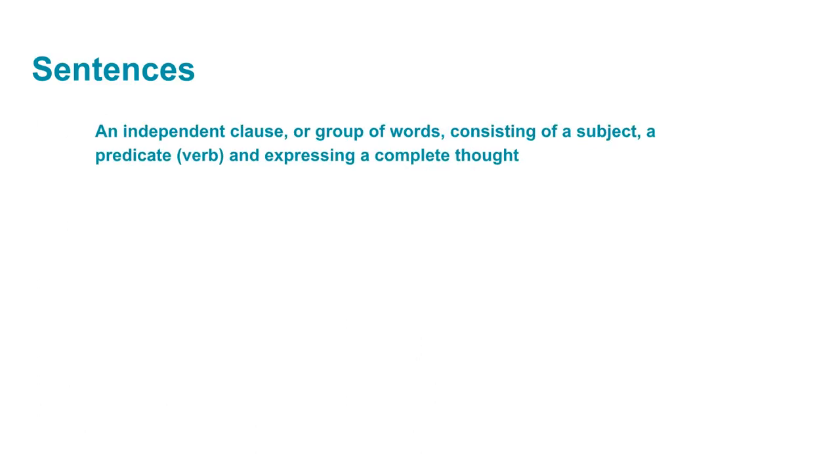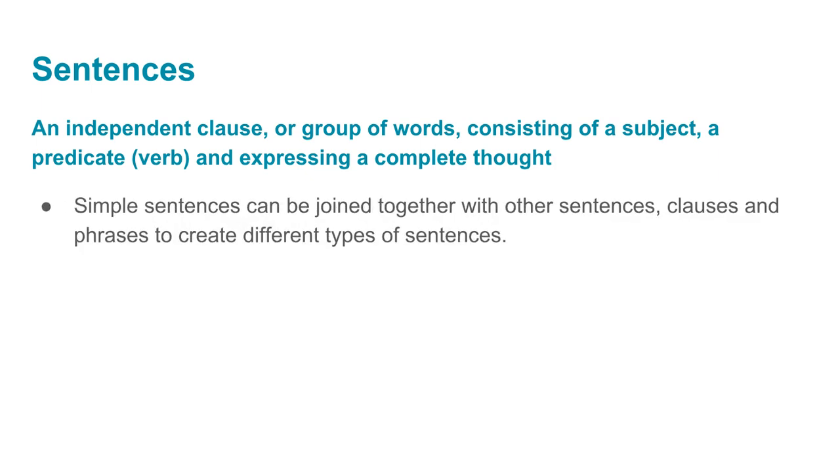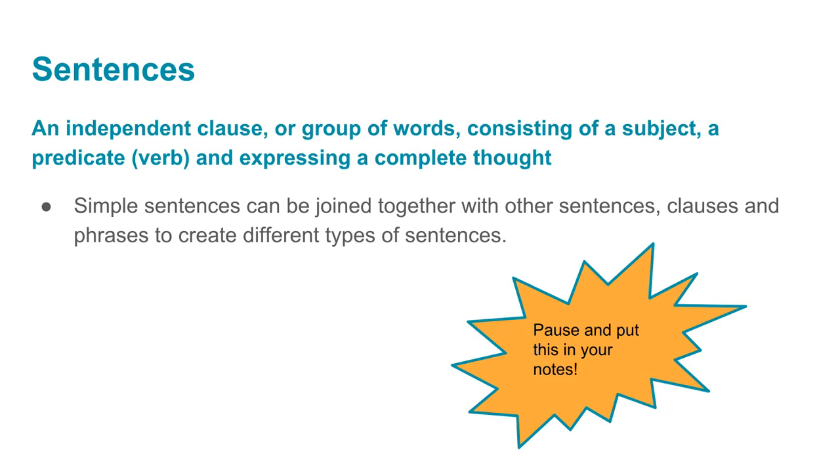So sentences are independent clauses, or a group of words that have a subject and a predicate or verb and express a complete thought. If you have all three of those things, you have a sentence. Simple sentences, which have just the subject, predicate, and complete thought, can be joined together with other sentences or clauses to create different types of sentences. Put this definition in your notes.